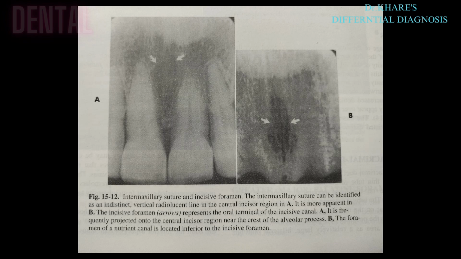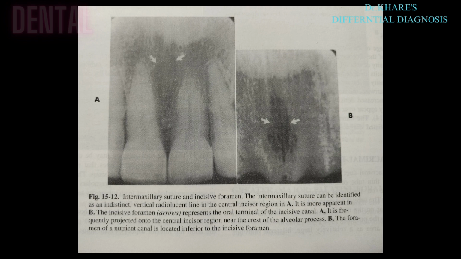This is the intraoral periapical radiograph of maxillary anterior region showing intermaxillary suture and incisive foramen. The intermaxillary suture can be identified as an indistinct vertical radiolucent line in the central incisor region which can be seen in the radiograph A. However, it is more apparent in the radiograph B.